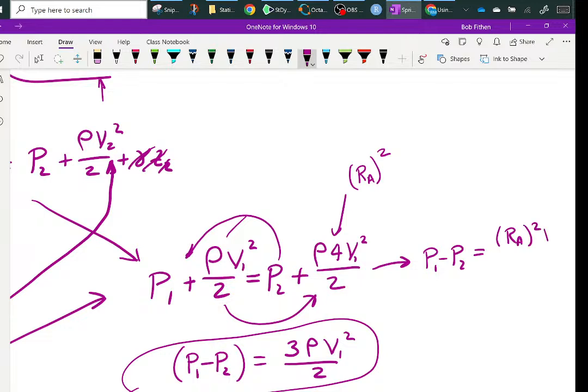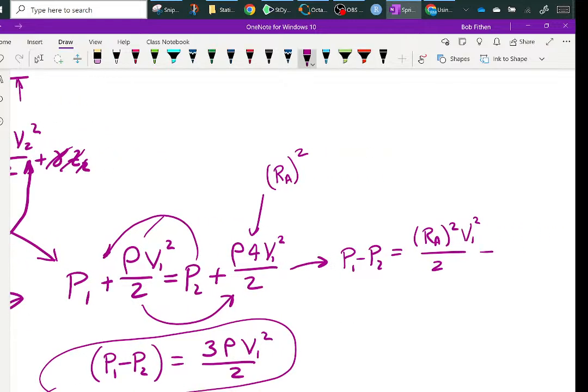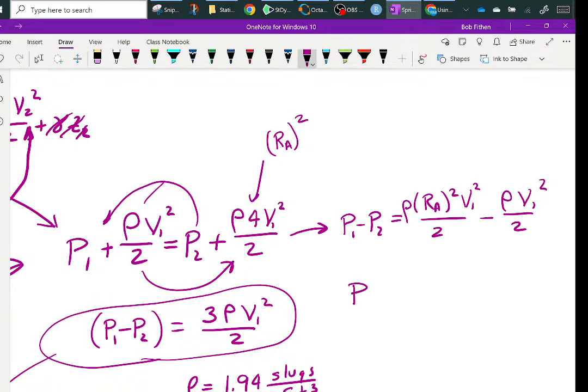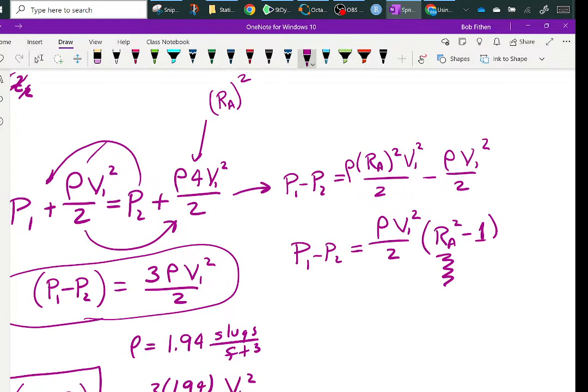It should be rho V1 squared over 2, with the density in front of it. So what you end up with is P1 minus P2 equals rho V1 squared over 2, times the ratio of the area squared minus 1. So if the ratio of the area squared is equal to 1, then you're not going to get any difference in the pressure. You can't figure out the velocity from that.